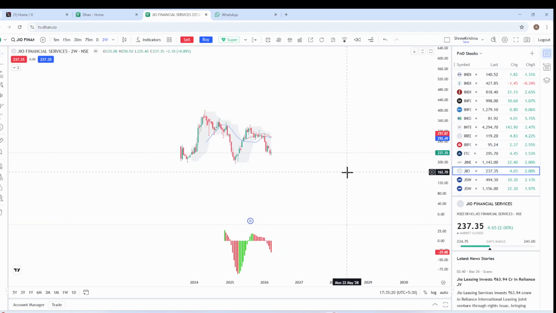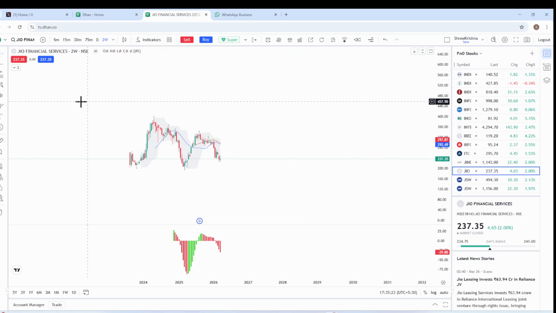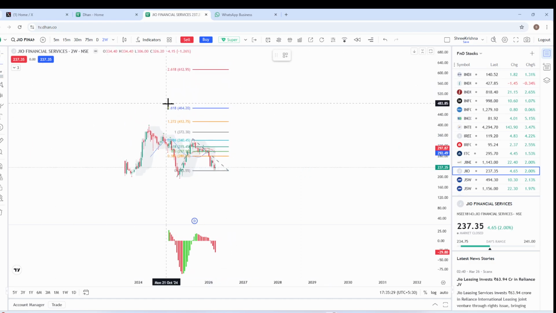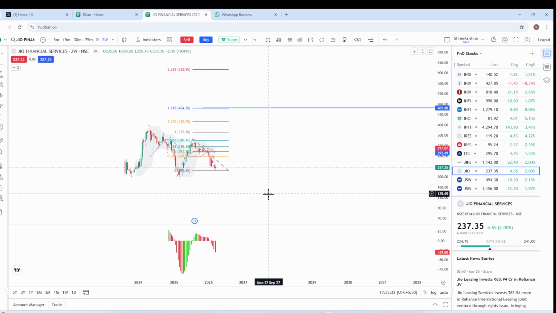Now, if you are into Jio, make sure you make an entry over here, because we have seen such patterns. It will shoot to 460.